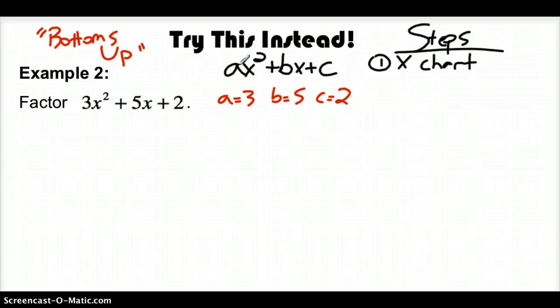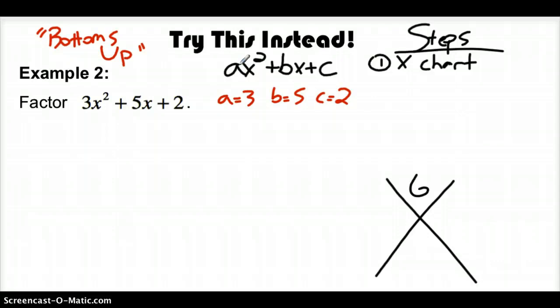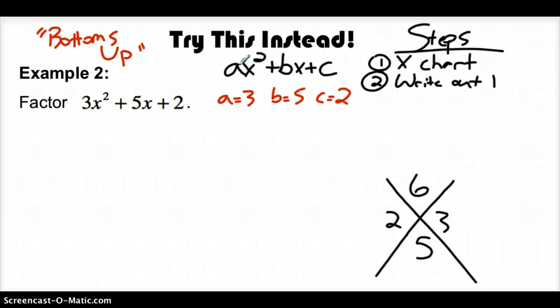At this point, we want to make our x chart. I'm going to have my x chart a little bit further down this time. We multiply a times c, so 3 times 2 is 6. We add to our b term, which is 5. So two numbers that multiply to 6 but add to 5. Those will be 2 and 3. Step 2 is to write out your numbers: 2 and 3.